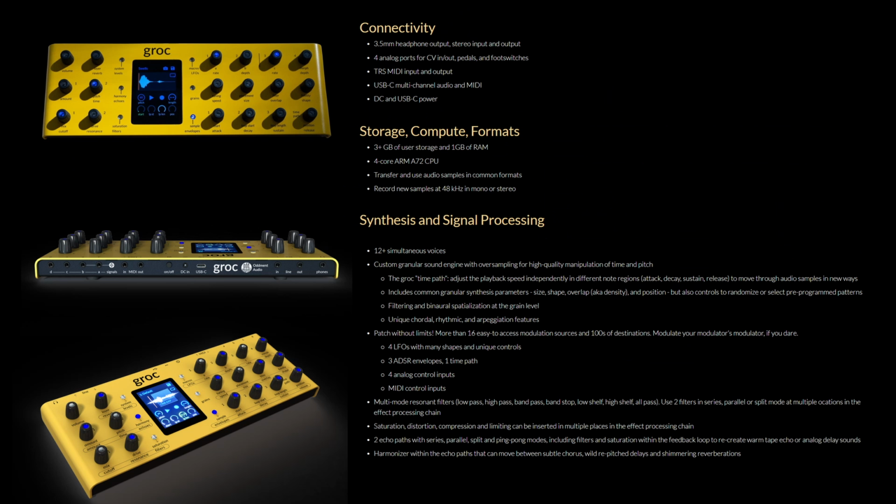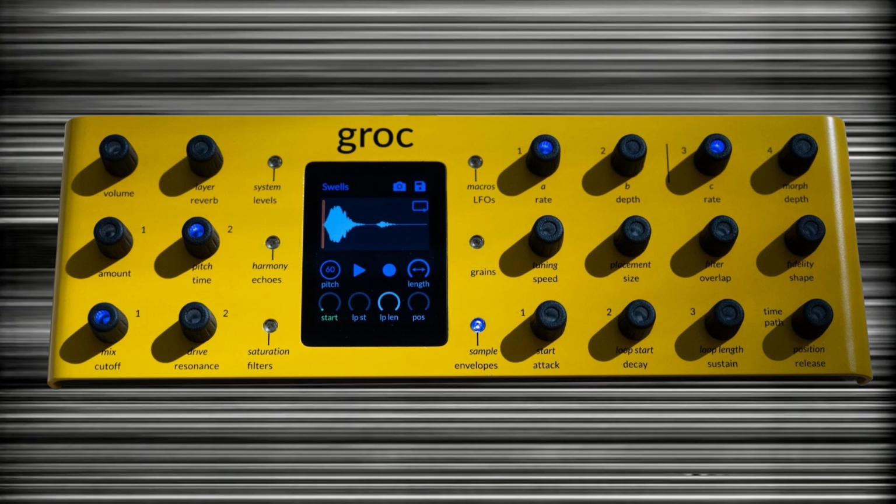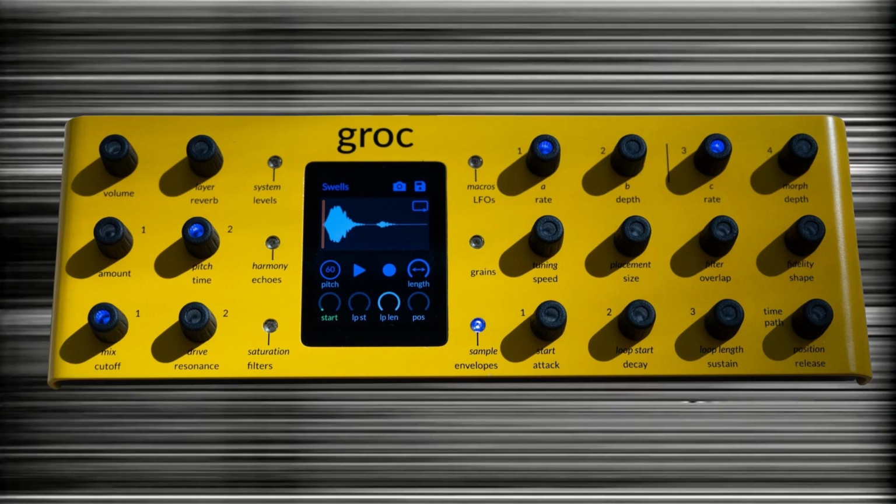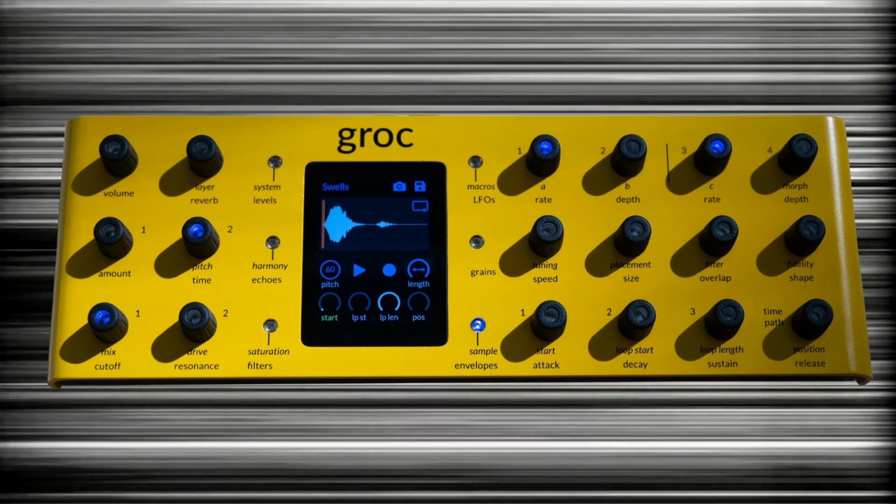Storage is 3 GB of user storage plus 1 GB of RAM. The 3 GB of user storage is going to be important because it is a granular synthesizer, so you will be uploading samples to it. You can use audio samples in common formats. This will probably include MP3 and WAV. The new samples that are recorded are going to be in 48 kilohertz in mono or stereo.